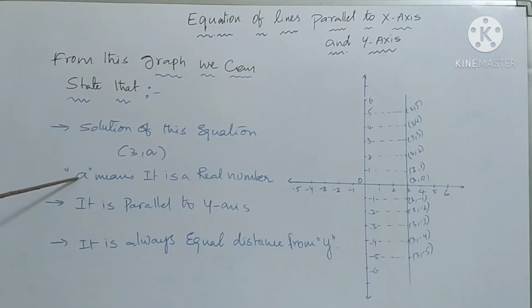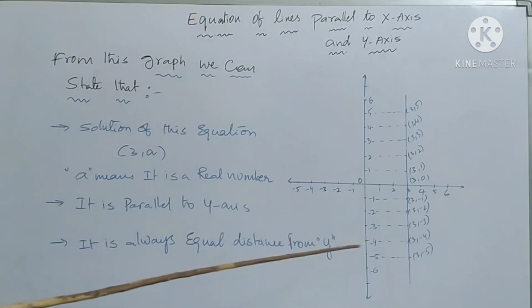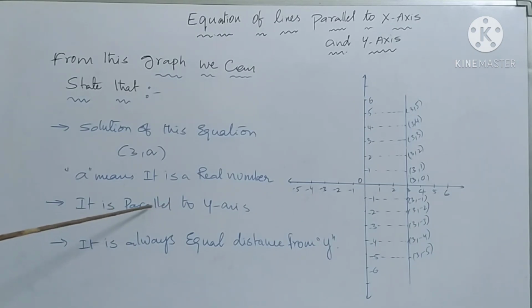And this is a number instead of y. When we substitute any number, x is always 3 and it is parallel to the y-axis. Here it is parallel to the y-axis.